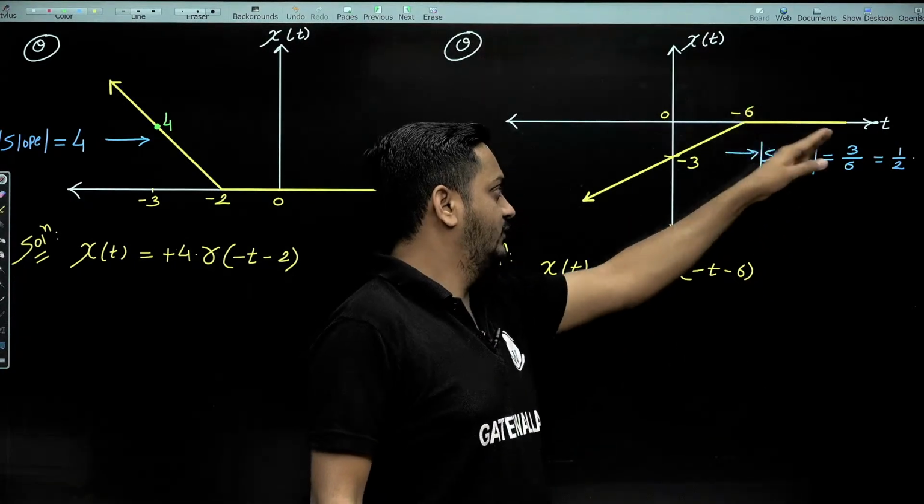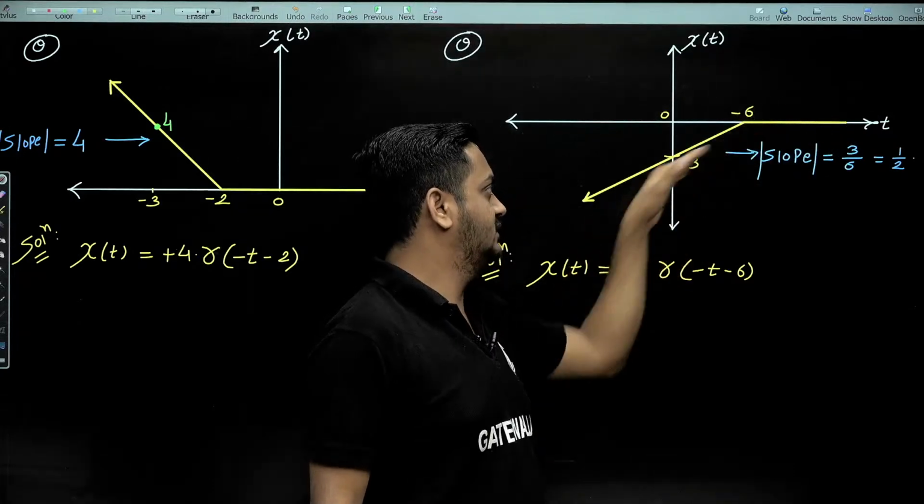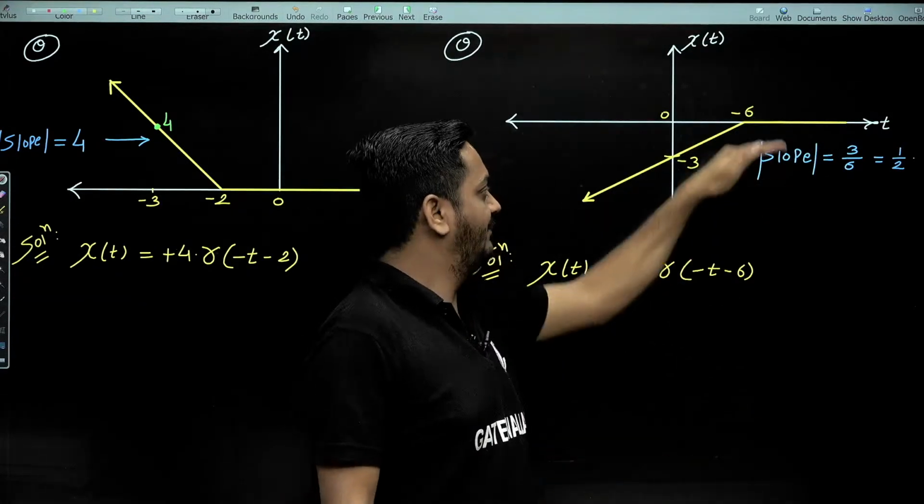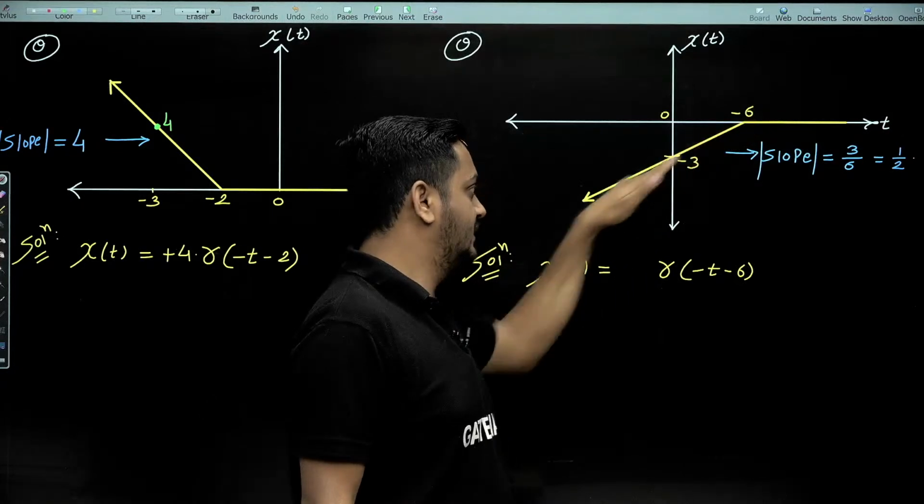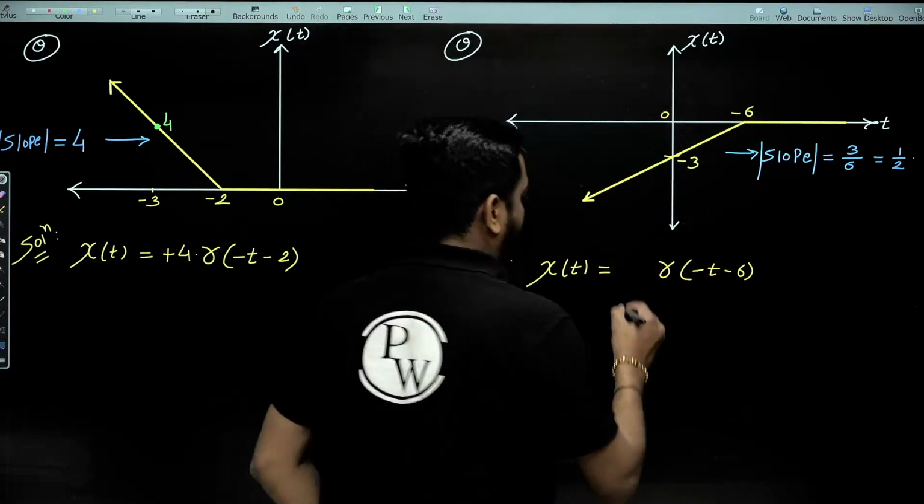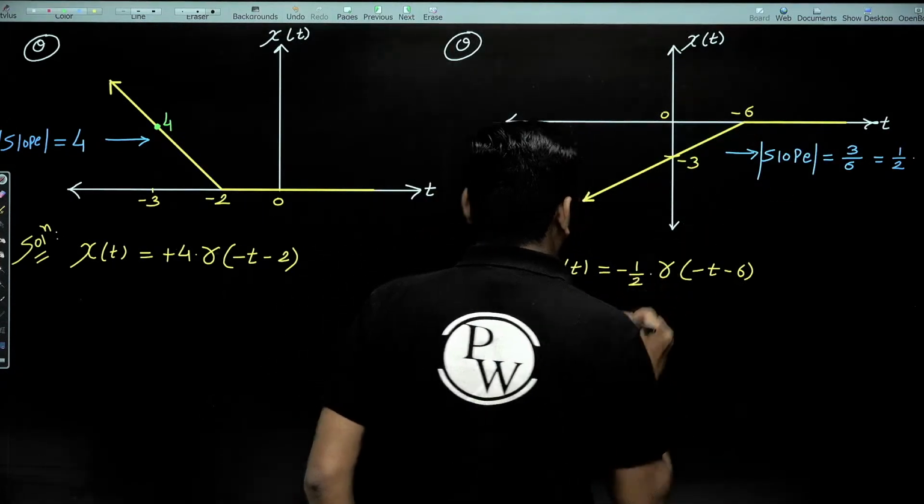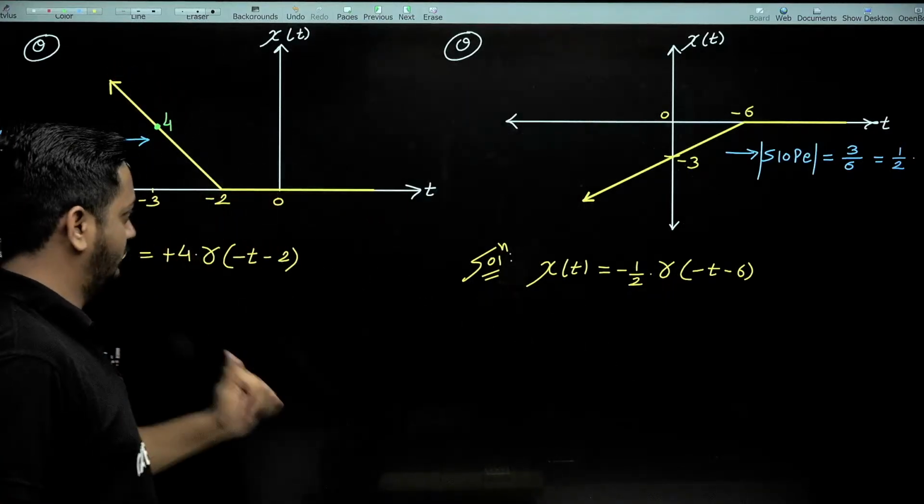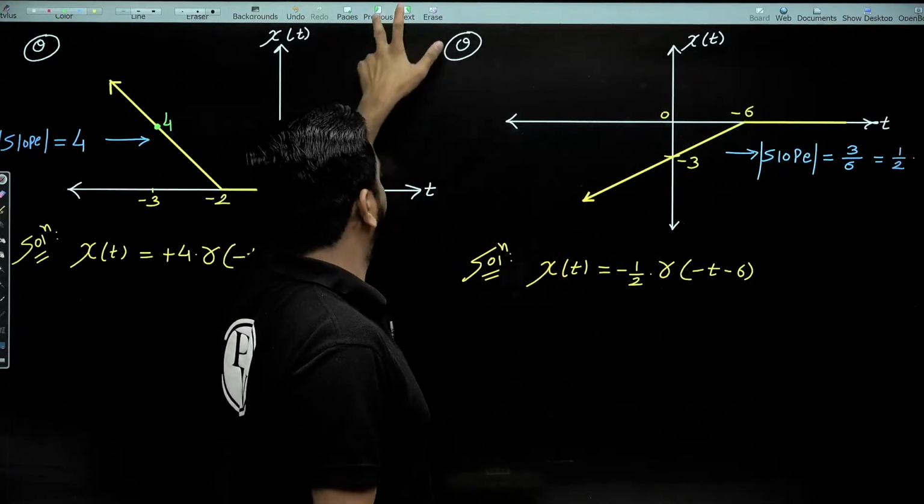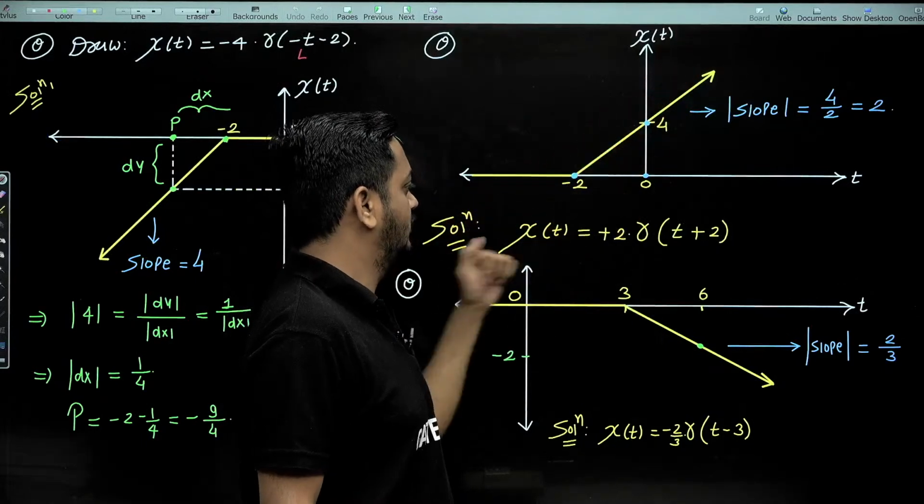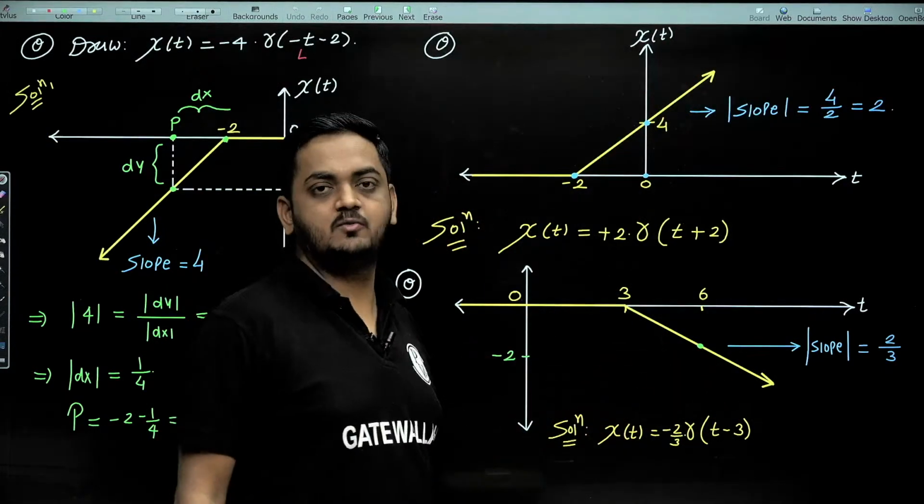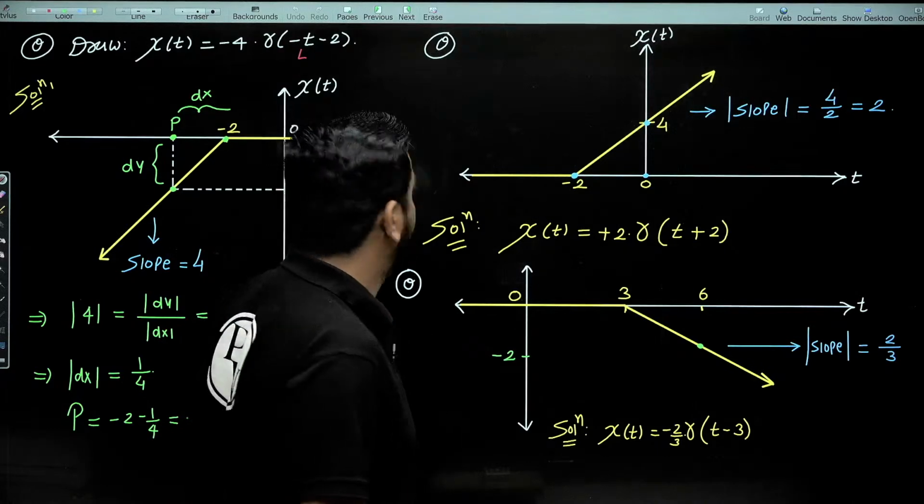If you are moving from right to left, the left hand side is decreasing, guys. Left hand side is decreasing, the amplitude is decreasing on the left hand side, that's why -1/2. Here the left hand side is increasing, that's why +4. Left hand side decreasing, -1/2. Right hand side increasing, so +2. Right hand side decreasing, -2/3. Got it? Very much simple.